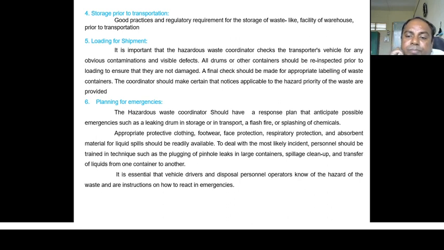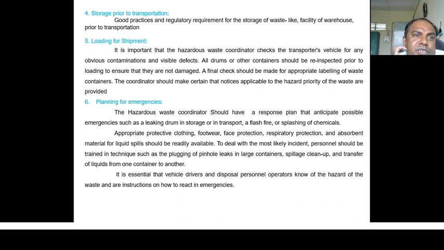As we have seen, the hazardous waste coordinator should make arrangements for protective clothing, footwear, face protection, respiratory protection, as well as some absorbent material in case a liquid spills or falls anywhere. Some protective apparel should be made ready so that it is available in case of an accident.